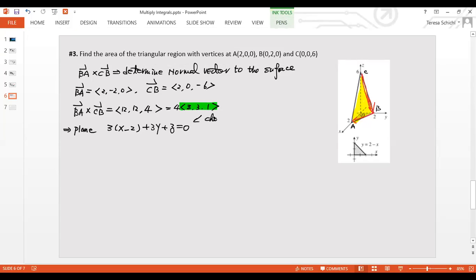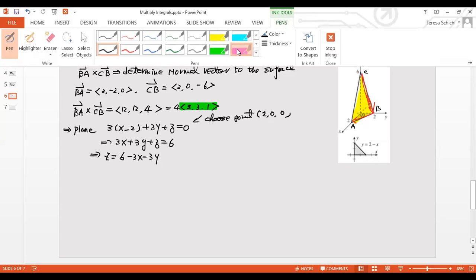So I choose the point (2, 0, 0). I have a normal vector, I have a point, and I can determine the plane here. So for this plane, finally I can say 3x + 3y + z = 6. Cool? Okay, so now finally we can say z = 6 - 3x - 3y. Finally, we have this function.